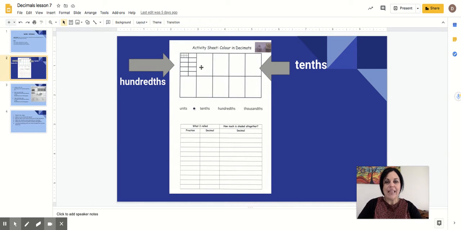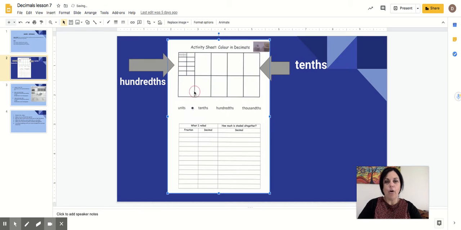This 1/10 here has been divided again into 10 parts. And each small part in here is a hundredth. If we divided each tenth into 10, then we would get 100 on the board. So that's why it's called hundredths.